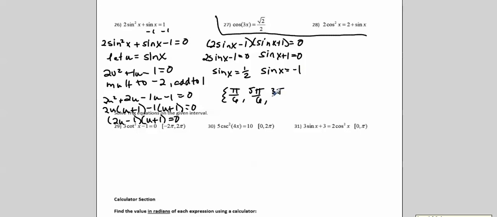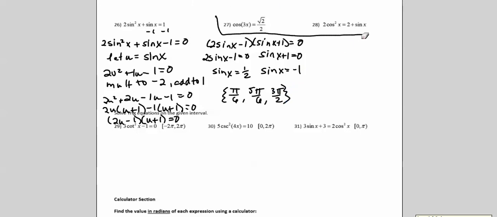2 sine x minus 1 equals 0. Sine x plus 1 equals 0. And when I solve this one, I add the 1 and divide by 2, so I get sine x equals 1/2. And on this one, I subtract the 1, and I get sine x equals -1. So I'm still looking for answers only between 0 and 2 pi, so the sine is 1/2 at pi over 6 and 5 pi over 6. And the sine is -1 at 3 pi over 2.